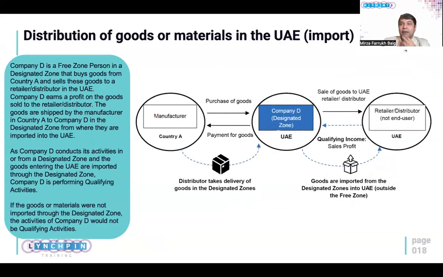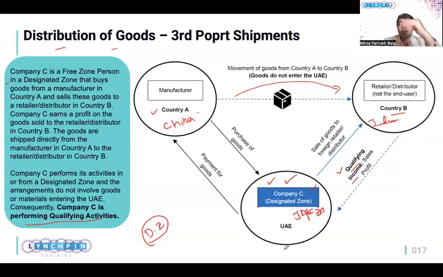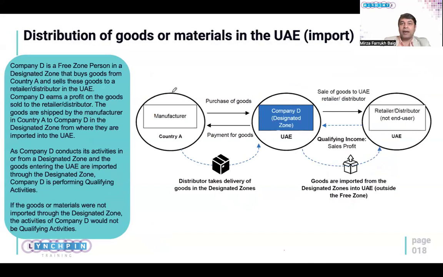Next, I am distributing the goods which are imported into the UAE. My first case was a third-port shipment, but now I'm distributing goods and importing them into the UAE. So in this case, the important condition is that if I'm importing the goods, they must be entering the designated zone.